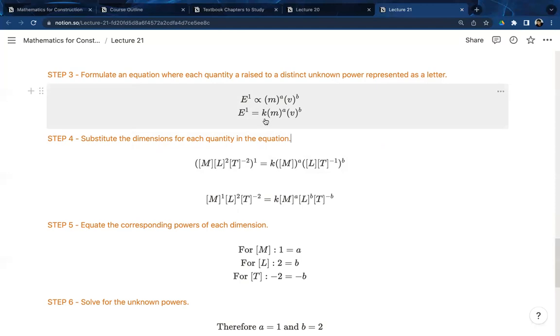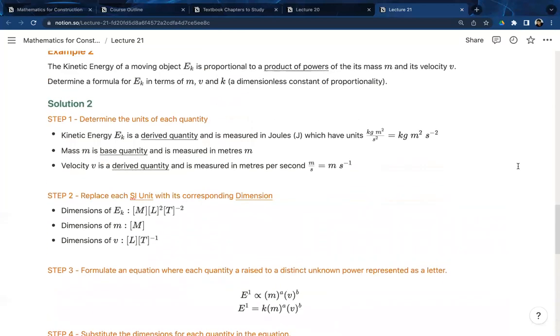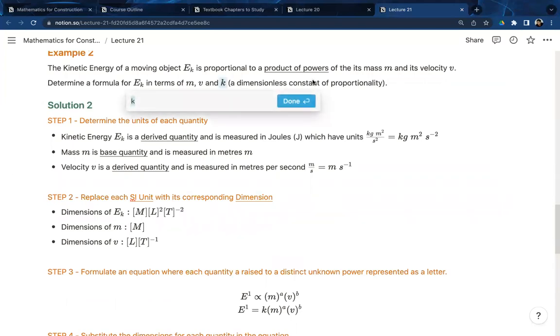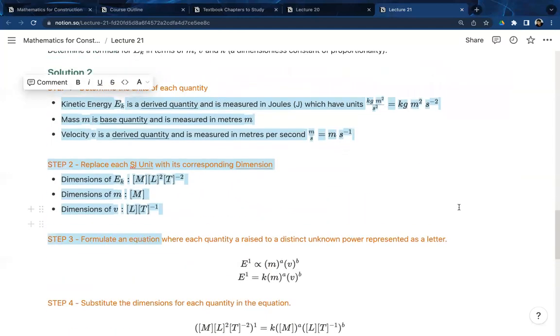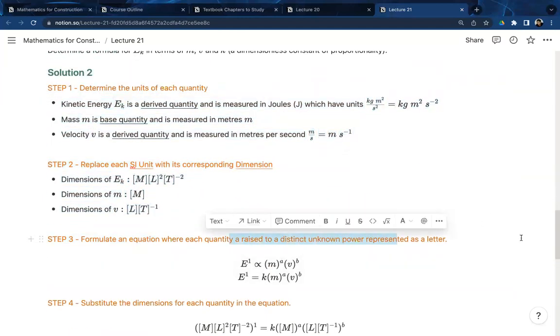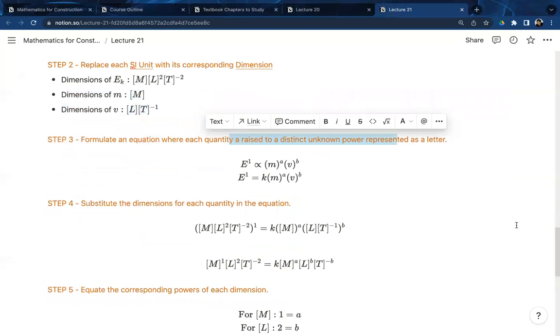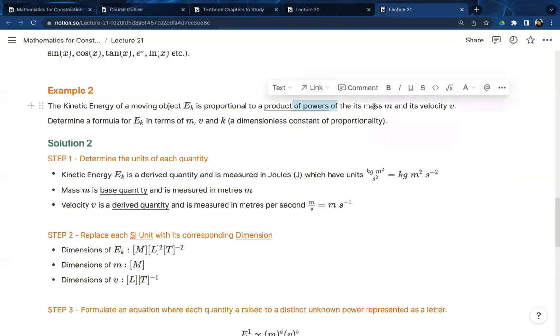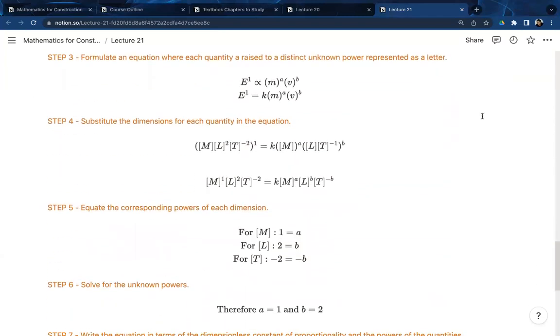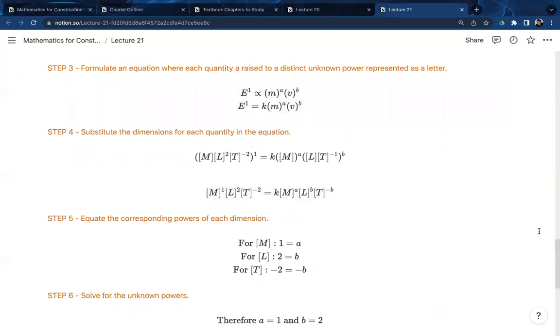Experiments will help us with that. To change a proportionality type equation, we multiply by a constant of proportionality K, which is what is said here, right? K is a dimensionless constant of proportionality. So good, we have an equation here. We don't know what A and B are, right? We formulate an equation where each quantity is raised to an unknown power, because they tell us it's a product of powers, right? So we don't know what A and B are.